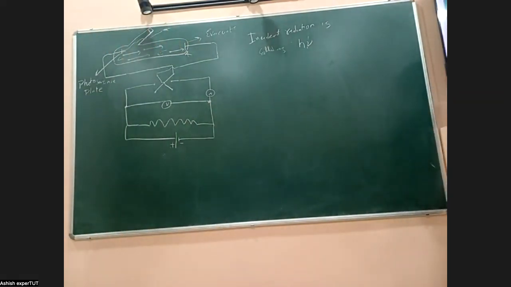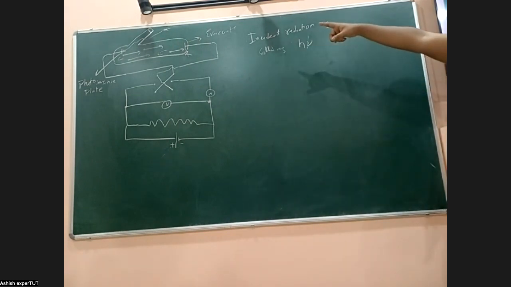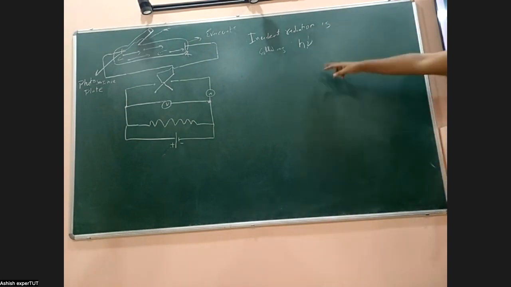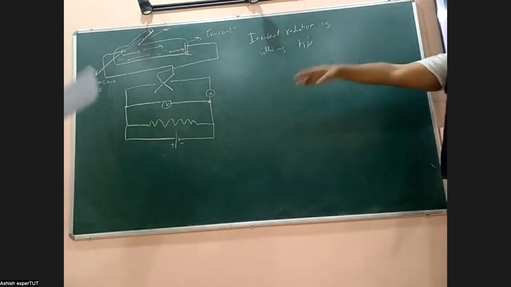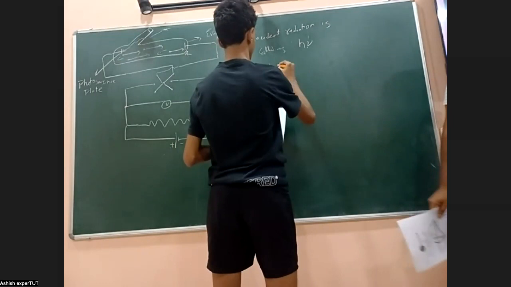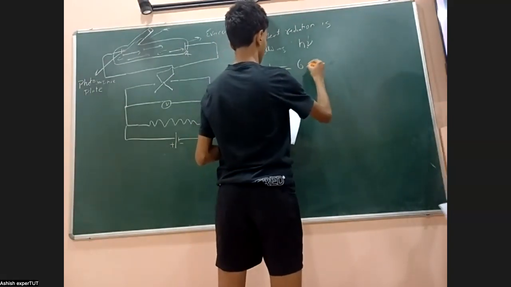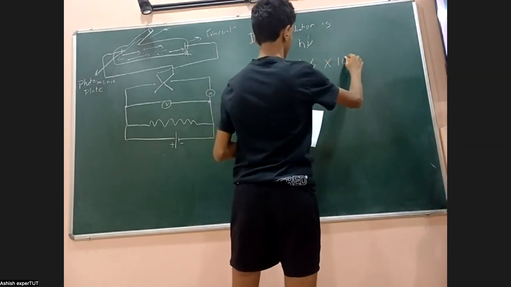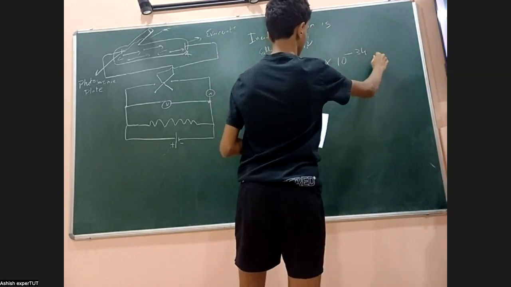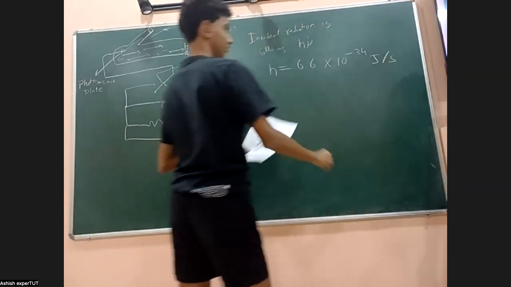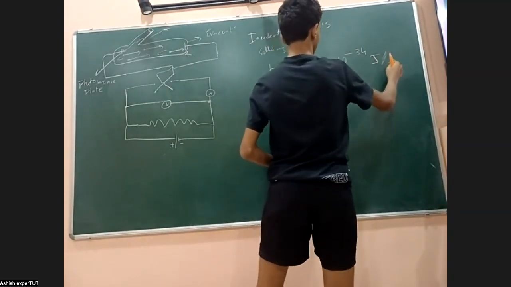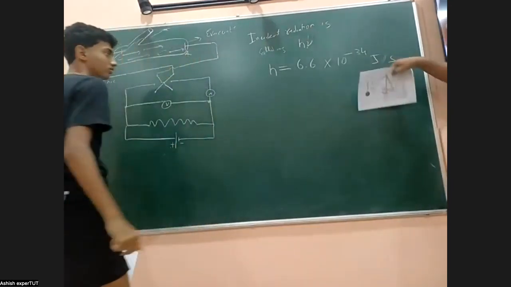Now see, there is one important thing. Now the concept is, listen. Incident radiation is coming, it is h nu. What is h? Write the value of h, Planck's constant. h is equal to 6.6 into 10 to the power -34, and it is joule second. Energy is h nu, frequency is per second, so it is joule second.